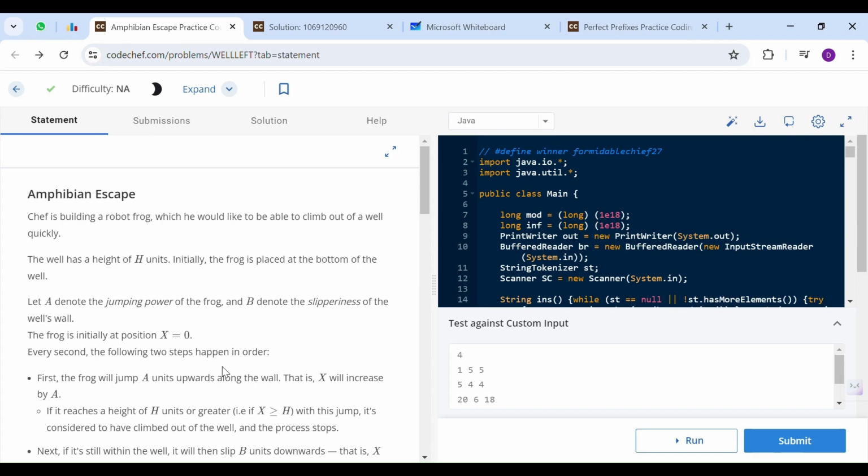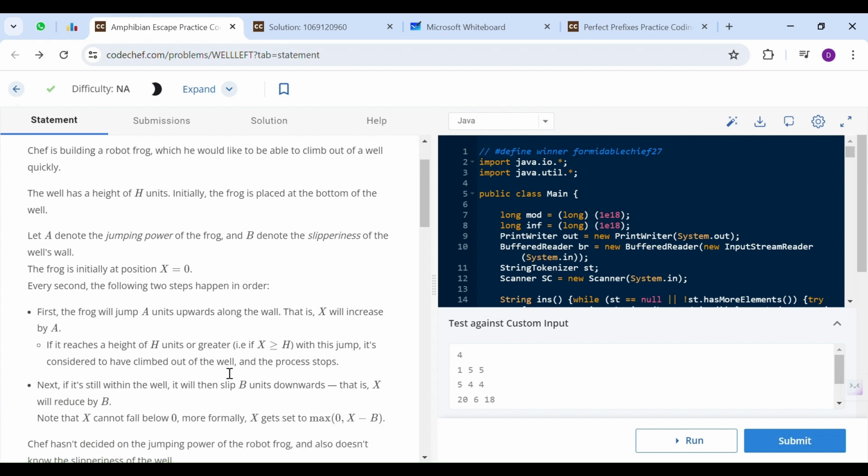Today we will be solving Amphibian Escape, in which we have a robot frog which needs to climb out of a well quickly. The well has a height of H units and the well has a slippery factor denoted by B. A is the jumping power of the frog. So how does it work?